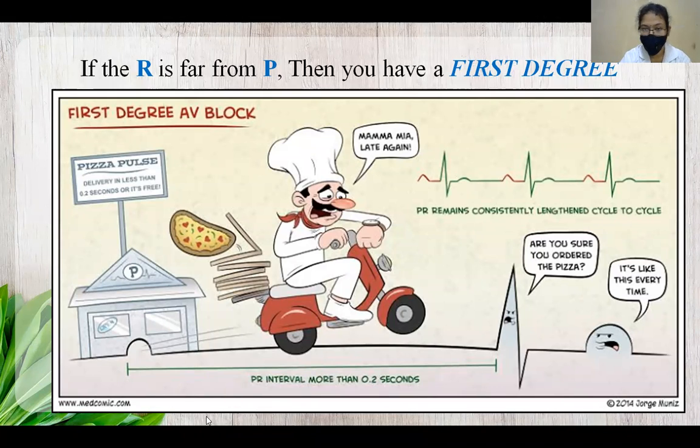Is it clear? Right. So this is the P wave which has got prolonged, and this is a QRS which is waiting for the impulse to reach. Okay.